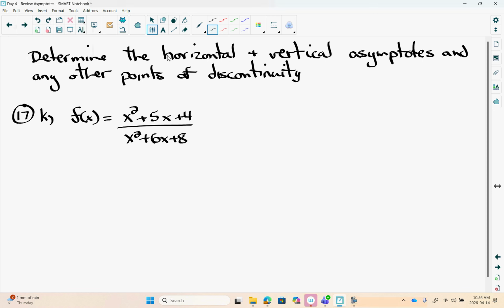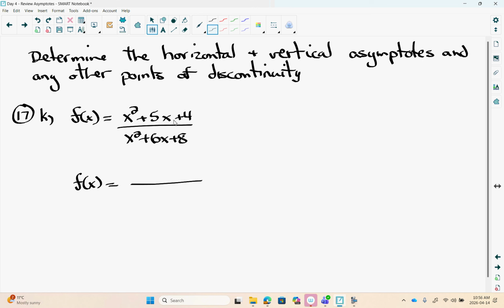Okay, we want to determine the horizontal and vertical asymptotes and any other points of discontinuity for the following rational function. Why do I call this a rational function? Because it's in the form of a fraction with a numerator and denominator. So the first thing you want to do is factor f of x. So I'm going to say that f of x is equal to, how can I factor the numerator?